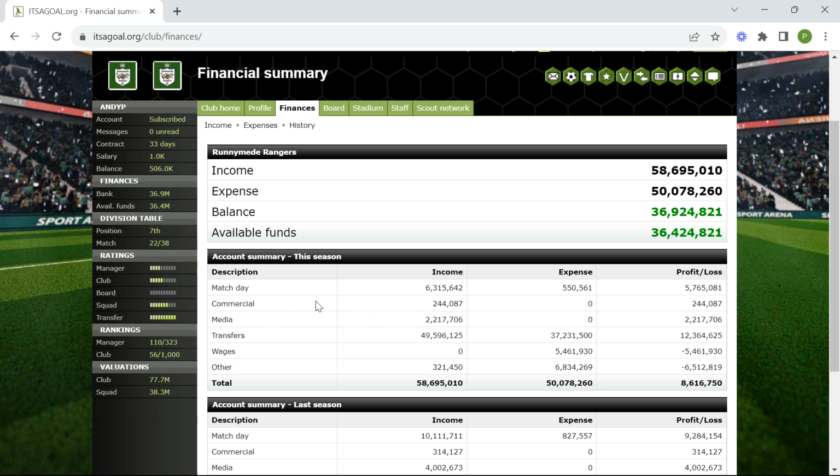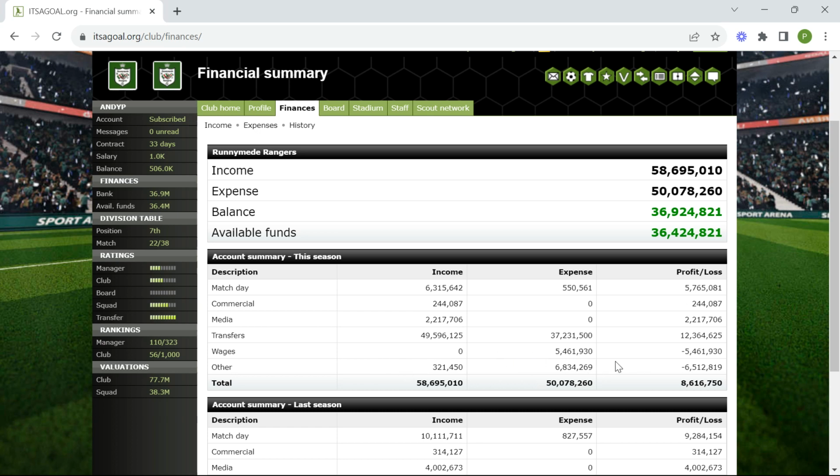Commercial deals as well. You've got media here, so these are all things that come when you hold a match day. Transfers, this is the big one, as I said. You have to keep wheeling and dealing. That is part of the game. So look at that, we made a 12 million profit on transfers this season already. Wages, that's another big bill. So always look at your contracts, what you signed your players on, what their bonuses are, and then other things, for example, stadium costs.